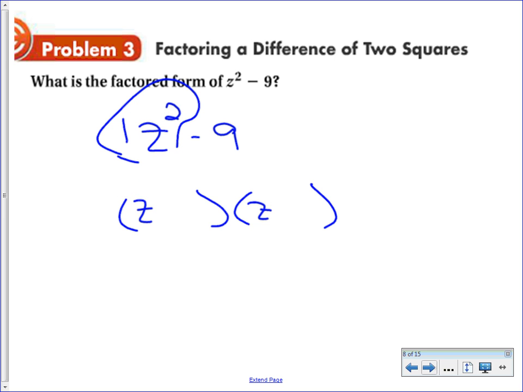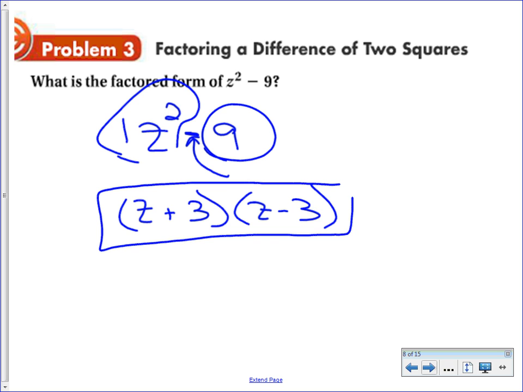All right, so we got the first one done. Next thing, we need to be able to take the square root of our last number. The square root of 9 is 3. If you can't take the square root of these numbers, this does not work. The last thing we have to have is a negative sign in between these two terms. We got a minus sign right here. All right, to finish off the problem, we got a plus 3 and a minus 3. And that's it, we're done.